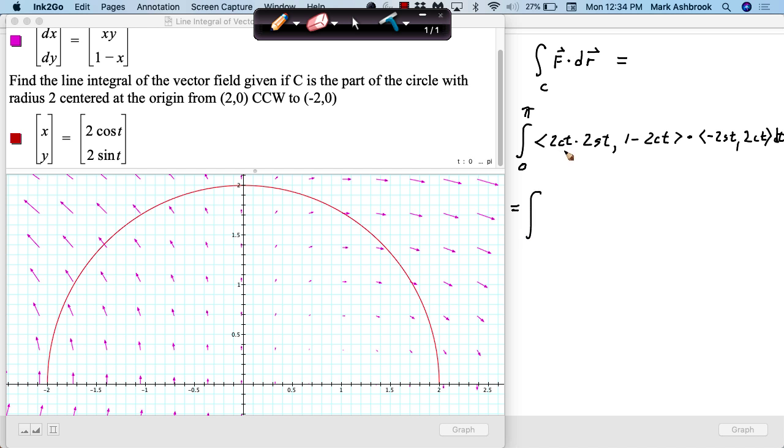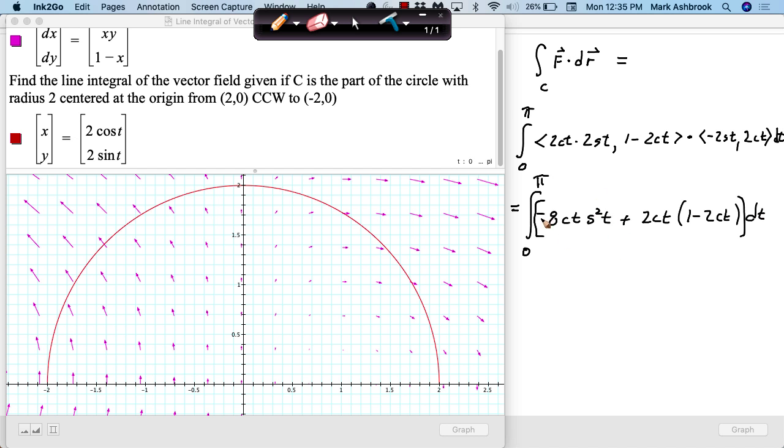So what will that be? Negative 8 cosine sine squared. Is that right? Plus 2 cosine t times 1 minus 2 cosine t. And that whole thing dt. Did I do the math right? Dot product from 0 to pi. So now we're going to remember our trig integrals from Calc 2, right? Trig integrals? Question? Are we good?